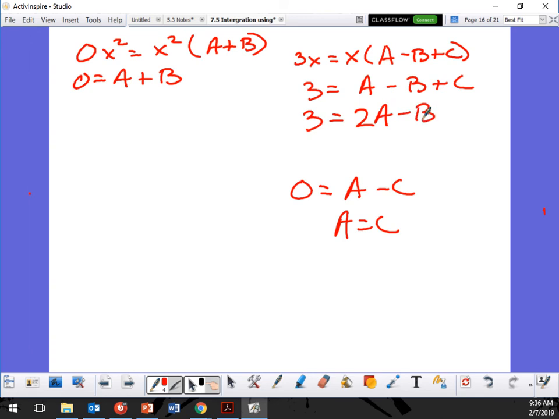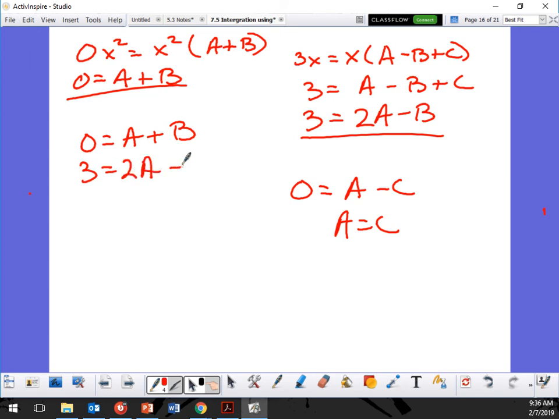2A minus B. All right, so now I'm going to turn this into a system of equations. Negative B equals A. Seriously, system of equations: 0 equals A plus B. And then bring this over: 3 is equal to 2A minus B. Okay, so now this is my system of equations here.